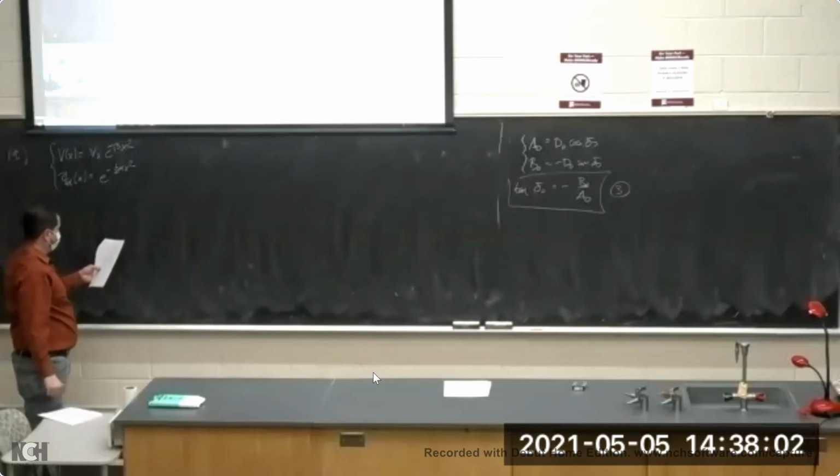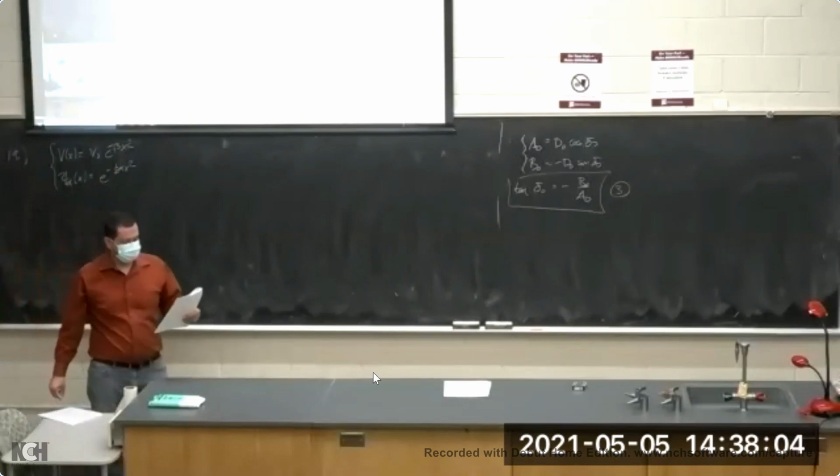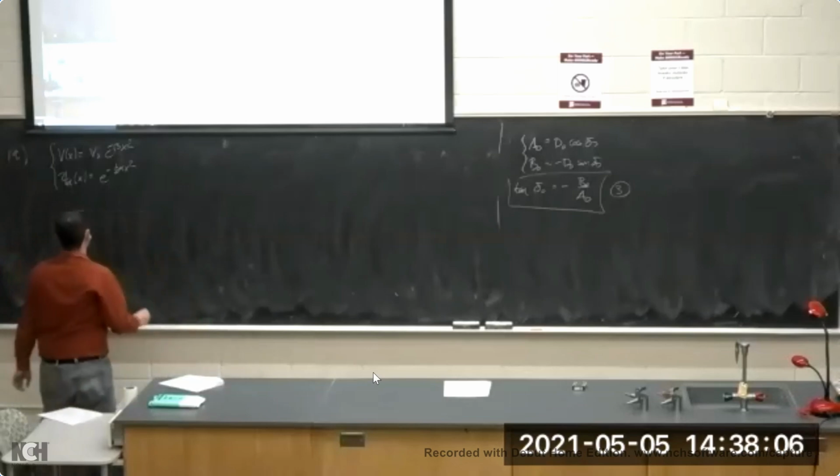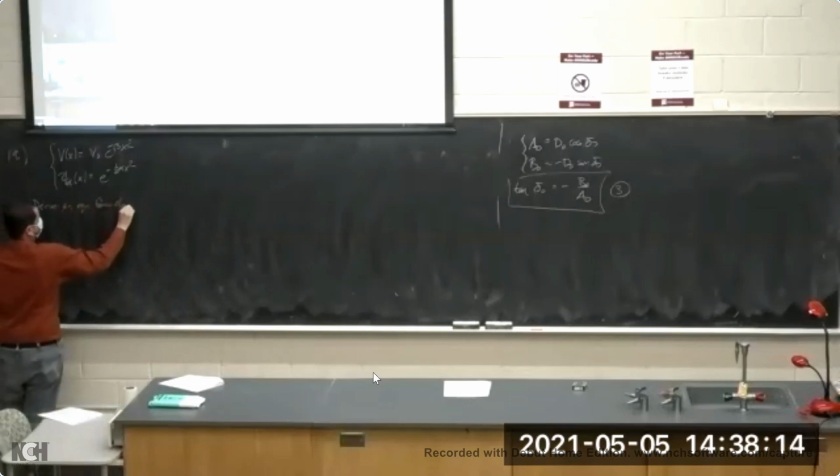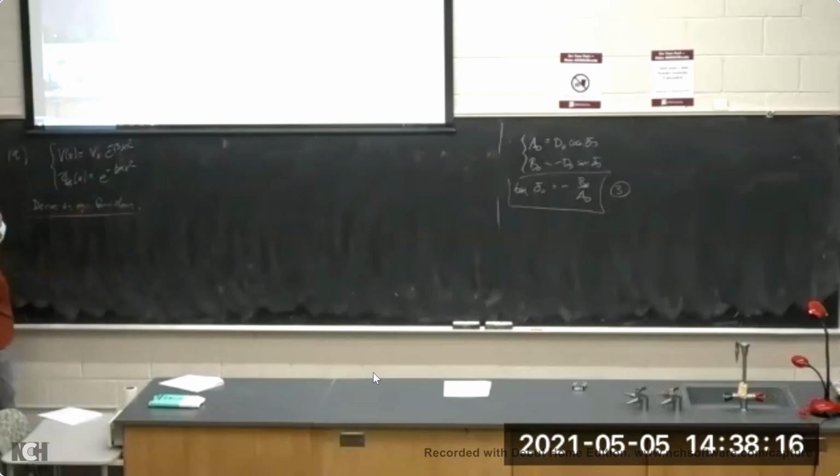Derive, but do not solve, an equation determining the value of alpha which gives the best estimate of the ground state energy. So I'm asking you to derive an equation for alpha min. So the exercise is to set up the variational estimates.